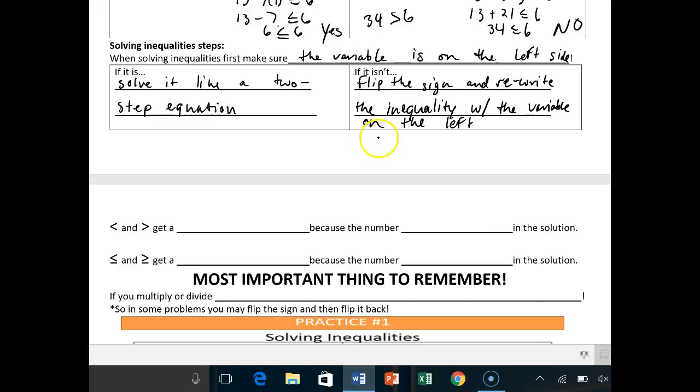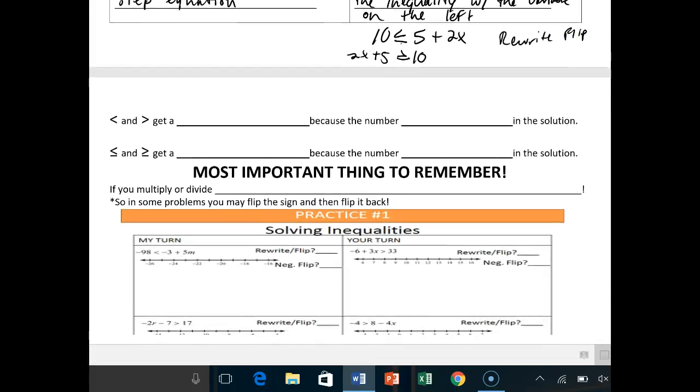So something like this. 10 less than or equal to 5 plus 2x. Here's an example where I have to flip this. I have to rewrite this as 2x plus 5. Notice I've taken this and moved it over here, and then I flip the sign as well, greater than or equal to 10. All right, this is an example of a rewrite flip. Let's go to the back side really quick.